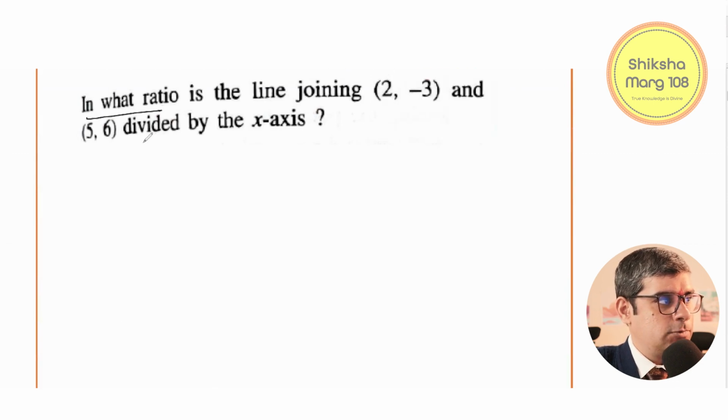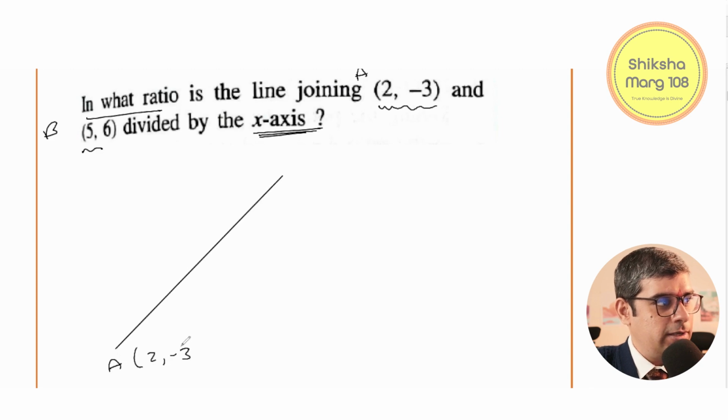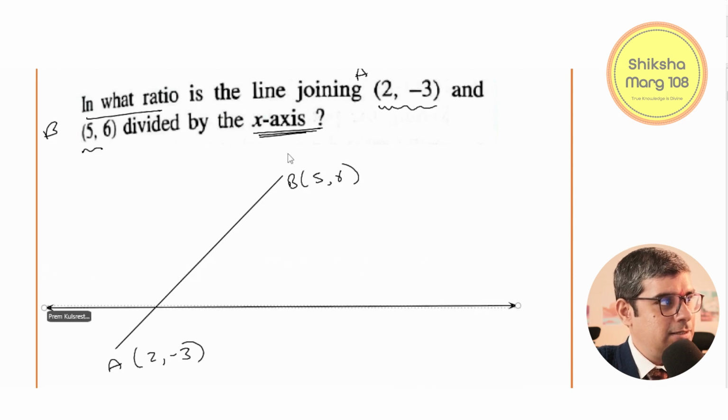In what ratio? So obviously now they're asking us the m and n value. Is the line joining, so this is the point A, let's say for us, and this is the point B, and it is divided by the x-axis. All right, so quite interesting. So we got a line segment AB, which we're going to do right now. So A is (2, -3), B is (5, 6), and very interestingly, they're asking us how the x-axis is dividing this line segment. All right, quite straightforward.